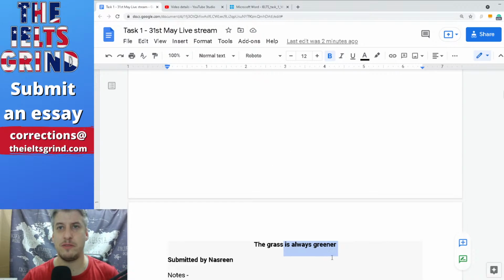There's also another good idiom. Be careful what you wish for. It's kind of similar to the grass is always greener. Okay, be careful what you wish for means sometimes you really desire change, and you think everything's going to be better, and then it happens to you and actually things don't turn out so well.